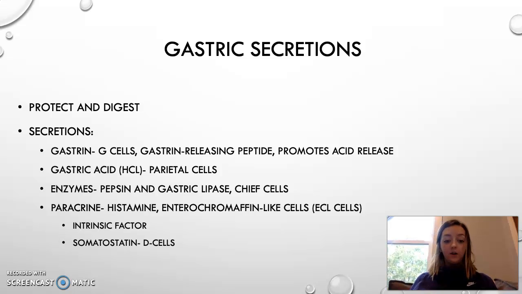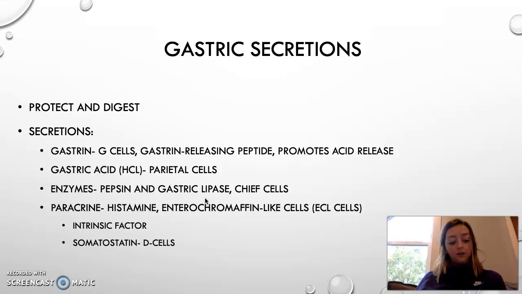Then there are two enzymes that are secreted in the stomach, which are pepsin and gastric lipase. Pepsin is secreted by chief cells, and it digests proteins. And gastric lipase helps to break down triglycerides. And it's important to know that these two enzymes are co-secreted, so they're secreted together.